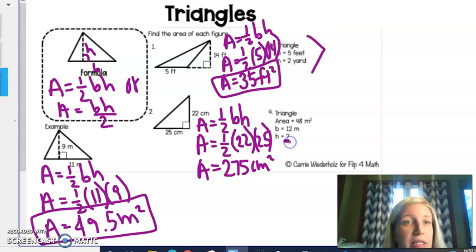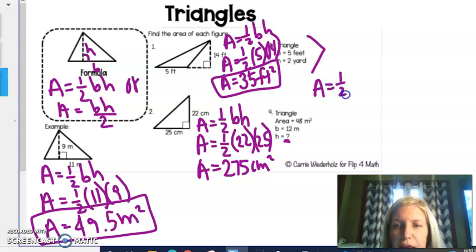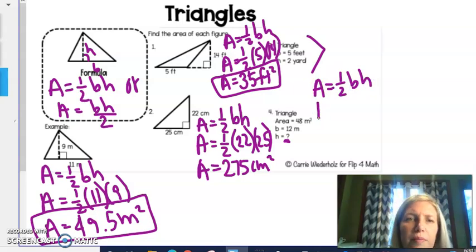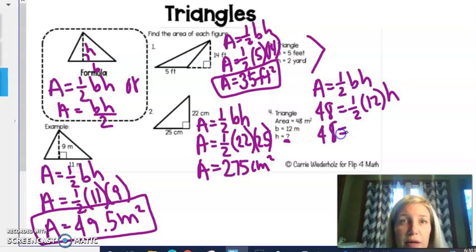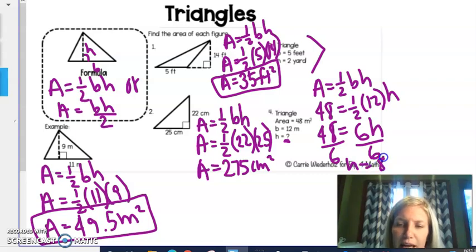This is one where we don't know one of the dimensions and you have to solve for it. So let's write the formula. Area equals a half times base times height. The area we do know is 48. So I'm going to write 48 equals a half. The base is 12, and the height, I don't know. When I simplify that, I have 48 equals, so you have to think what's half of 12? That would be 6 times your height. Then I would divide both sides by 6, and my height would equal 8 meters.